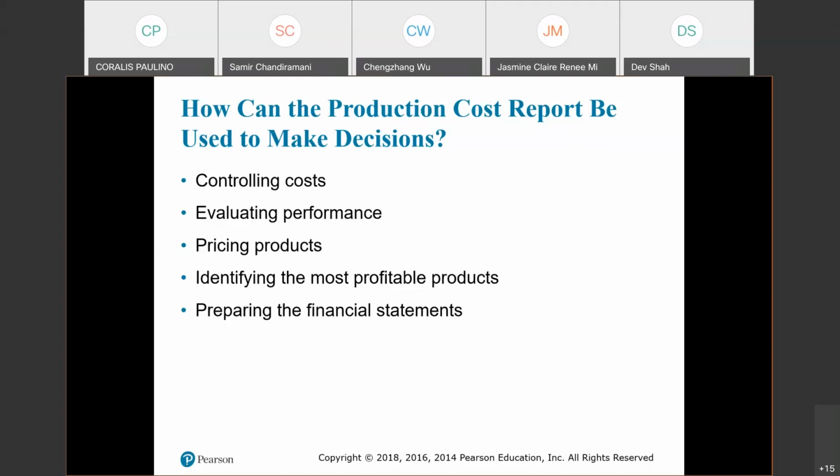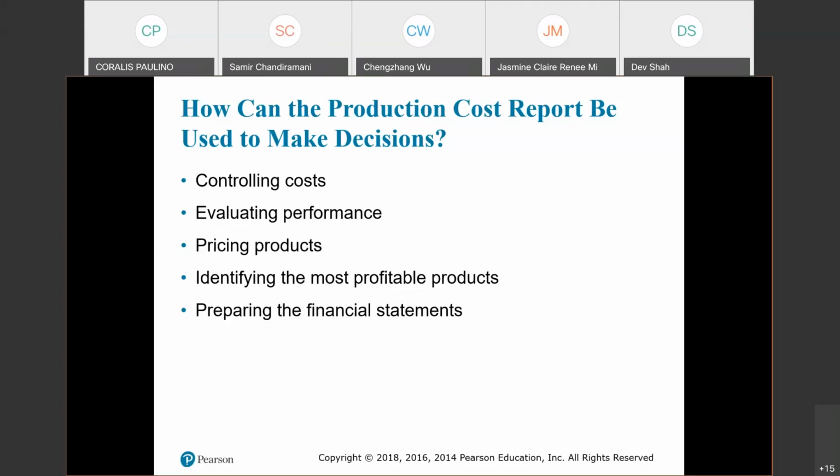And the second goal is to evaluate performance. Managers are often rewarded based on how well they meet the budget. Puzzle Me compares the actual direct materials and conversion costs with expected amounts. If actual costs are too high, the managers look for ways to cut them. If the actual costs are less than expected, the managers may receive a bonus.